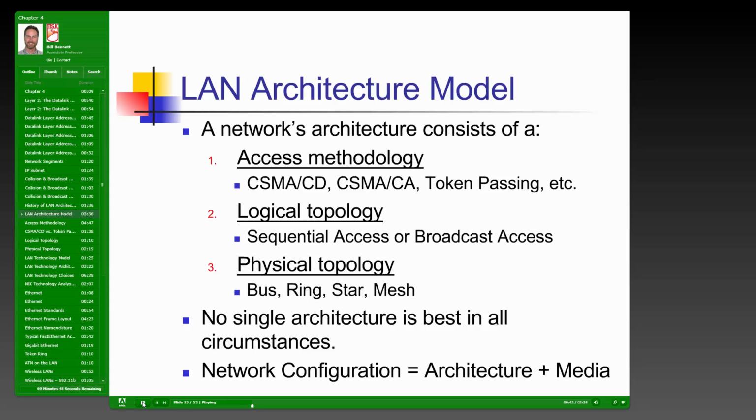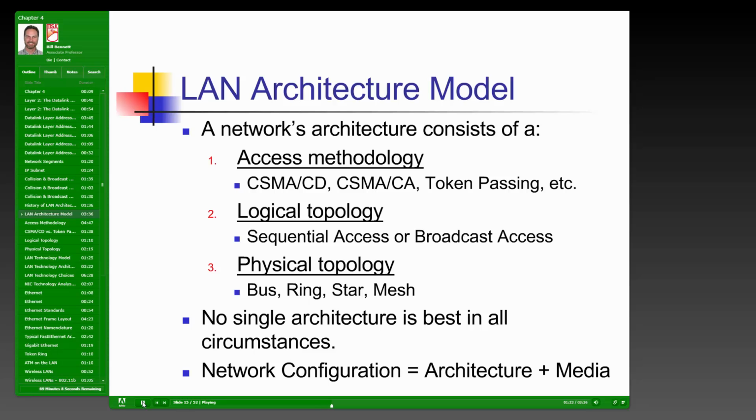The logical topology is how that message gets transmitted within the media. Is it sequentially sent from one device to the next device to the next device until it reaches its destination, or is it broadcast, meaning that it's capable of reaching all devices simultaneously, and then each device determines whether it should process the message or not. And then the physical topology is the actual physical makeup of the network, how all the cabling and the devices and the switches or hubs are all interconnected to each other.